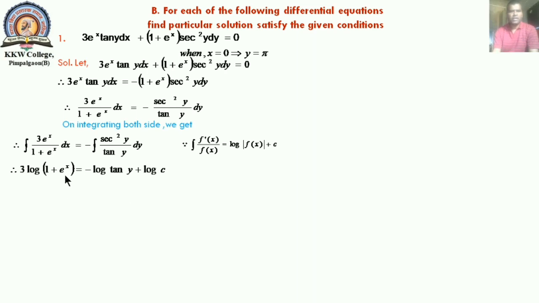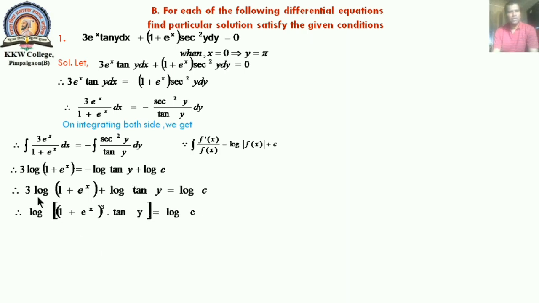3 log of 1 plus e raised to x plus log tan y is equal to log c. First, transfer this 3 to the power of 1 plus e raised to x using the property of logarithm, m log a is equal to log a raised to m. So 3 log of 1 plus e raised to x is log of 1 plus e raised to x, whole cube. Then use log a plus log b is log of a into b. We get log of (1 plus e raised to x) cube into tan y is equal to log c.